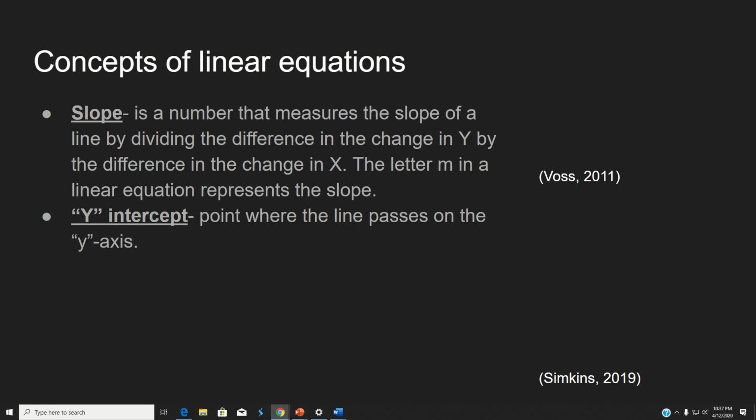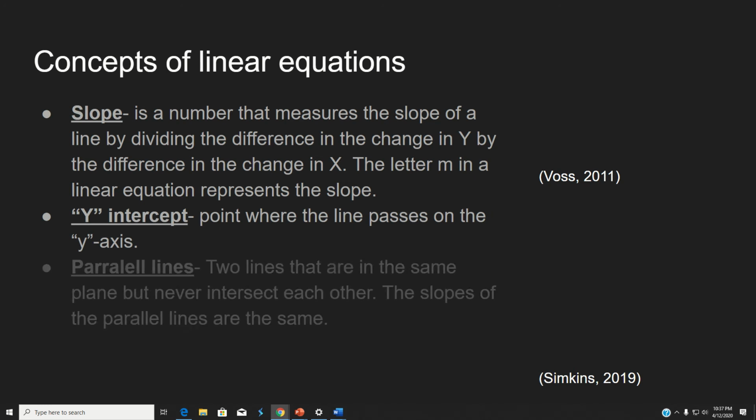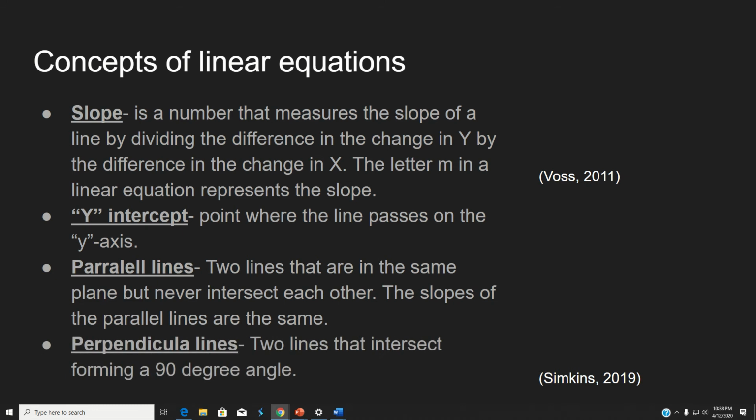Y-intercept is also a concept in linear equations, and this is where the line passes the y-axis. Parallel lines are two lines that, when they are in the same plane, never intersect. A good point to notice is that slopes of parallel lines are the same. And perpendicular lines are lines that intersect forming a 90-degree angle. The slopes of parallel lines are the same, but the slopes of perpendicular lines are opposite and reciprocal.